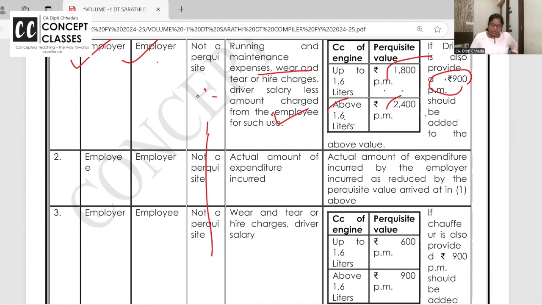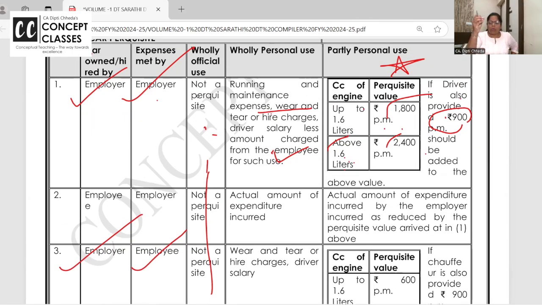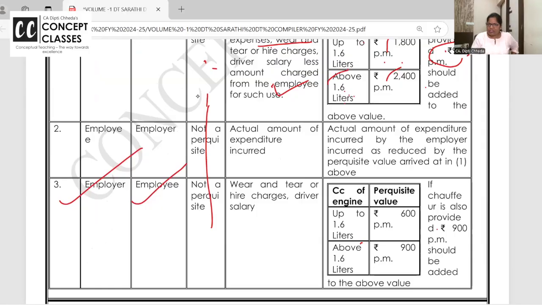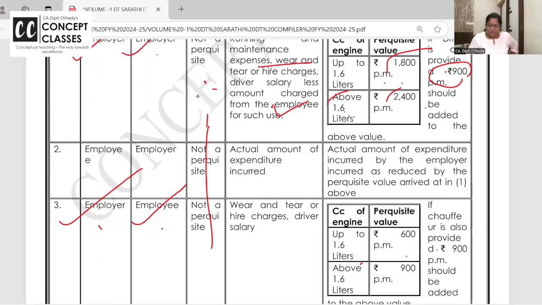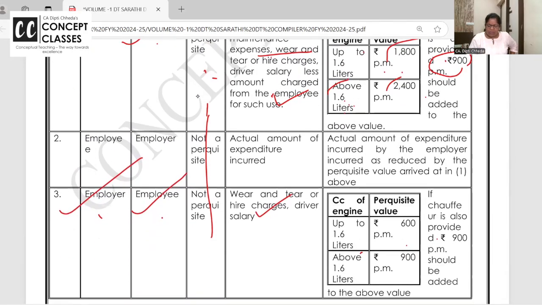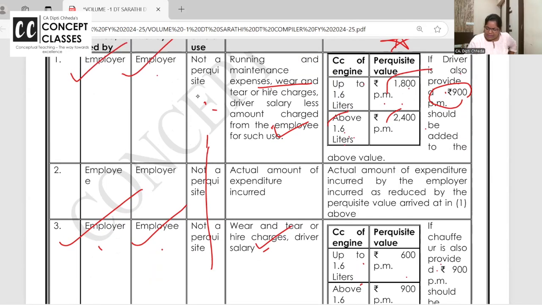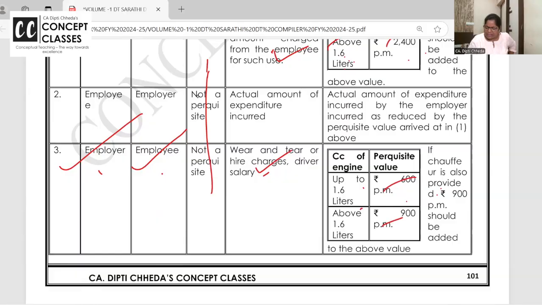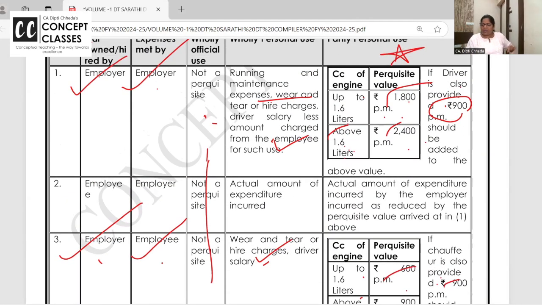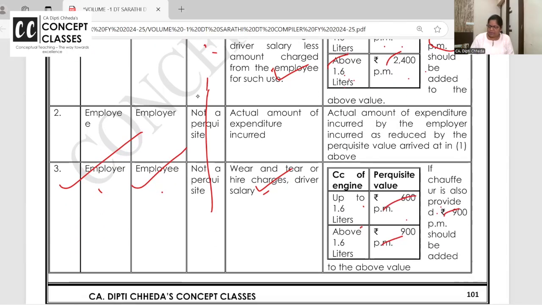Okay. Now, the car is the employer's, but the expenses are the employee's. Employee using it partly here and there. So for official purpose you are using it, no problem. For personal purpose, the car is the employer's. Employee, you are only bearing petrol, repairing, insurance and all expenses. So if it is used completely personally, only wear and tear, because the car is the employer's, so depreciation you will have to bear. Now, partly here and partly there. Here it is 1800 and 2400. Here 600 and 900. Driver 900. Now this is what you have to learn.